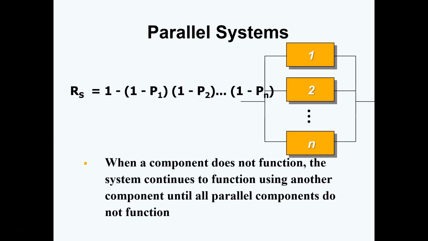In parallel, the overall reliability of the system will equal 1 minus the reliability of the first component multiplied by 1 minus the reliability of the second component, and so on until we get to the nth component. When a component does not function, the system continues to function using another component until all parallel components do not function anymore.